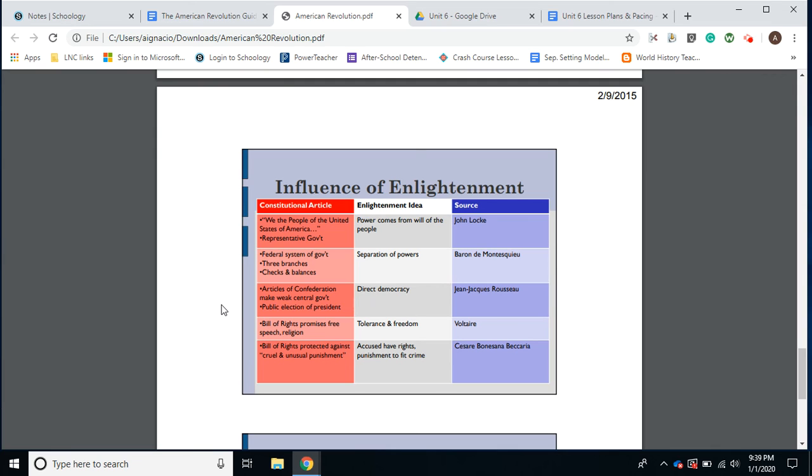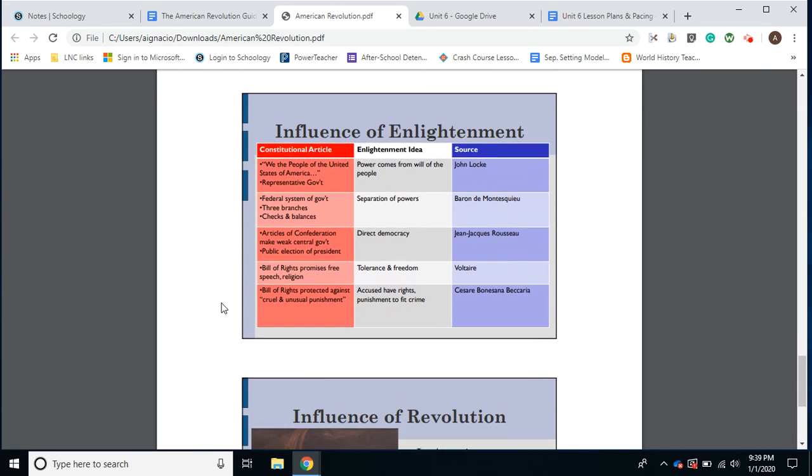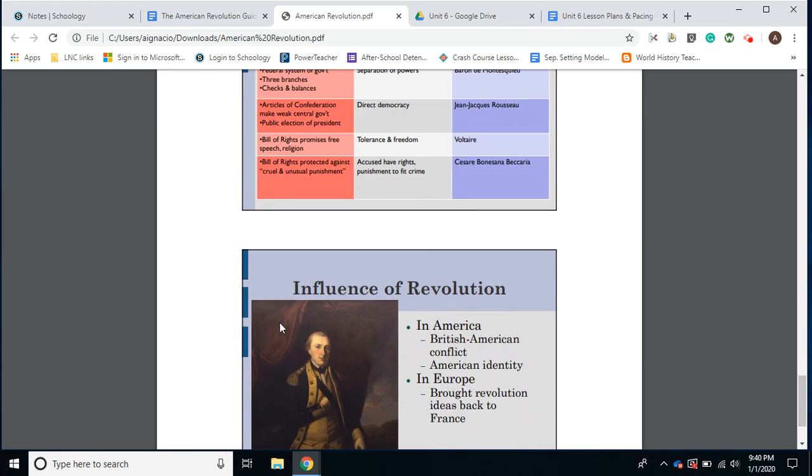And then the Bill of Rights also promised freedom of speech and freedom of religion. So we see here religious tolerance and freedom, and that is an idea again from Voltaire, the ability to voice your ideas. And then lastly, we have the Bill of Rights protected against cruel and unusual punishment. So basically saying like accused citizens also have rights that protect them. And also your punishment should be fit to the crime that you commit. We didn't necessarily talk about Beccaria, but this is one of his ideas. So I just decided to add it in there for you guys.